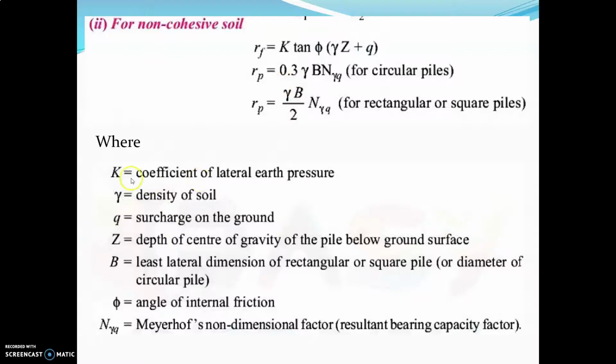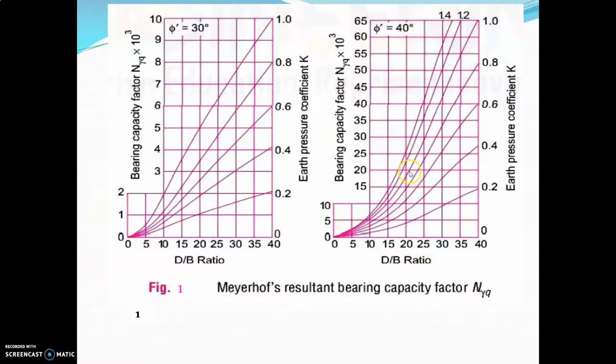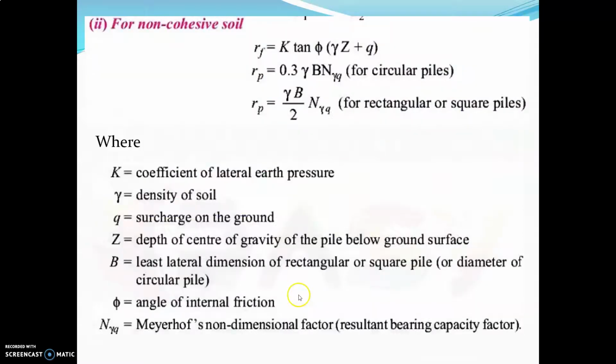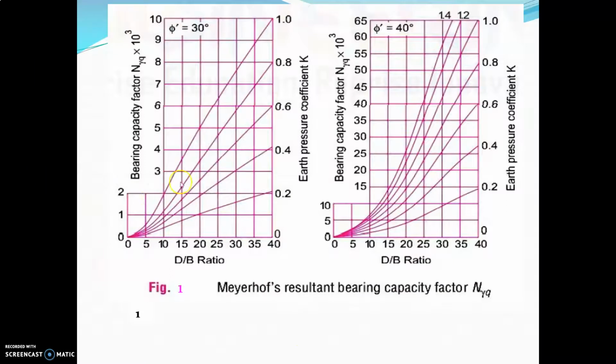So I think all of you are now familiar with these terms. If you substitute the respective values of these terms, you get RF and RP. Here you have to note down that RP for a circular pile is different and RP for rectangular and square piles is different. And to find N gamma Q, Mehra's non-dimensional factor or bearing capacity factor, this can be calculated using this graph.